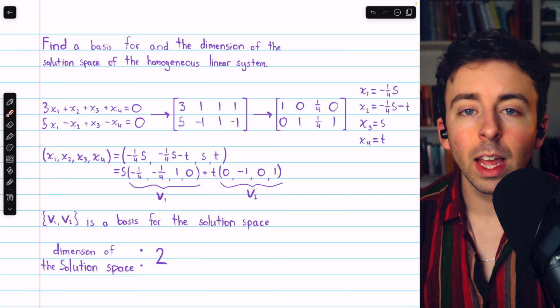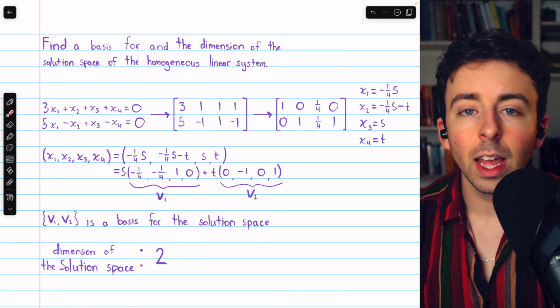The basis contains this vector and this vector. Let's say we call this vector v1 and this one we'll call v2. So we're saying this set of those two vectors is a basis for the solution space. How do we know that? Well, obviously the vectors span the solution space. They came directly from solving the system.